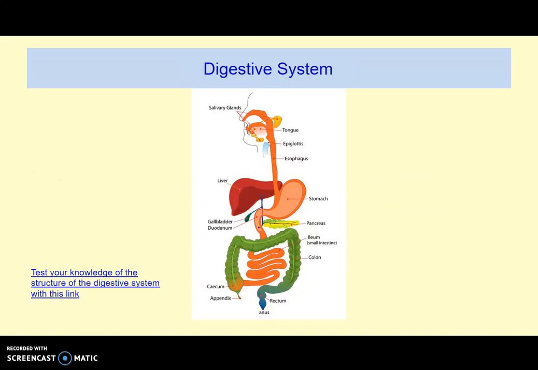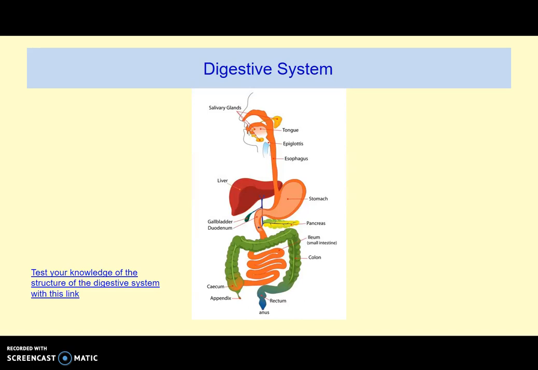Okay, so the first thing you need to know of the digestive system is the actual structure, what everything looks like. I would pause the video, test your knowledge by going to the link there, or go to page 4 of your student booklet and have a go at labelling it without looking at this screen. See how you get on. But that is the structure of the digestive system.